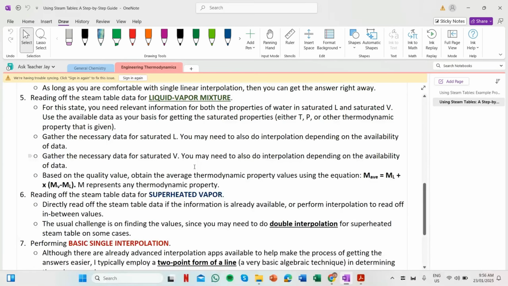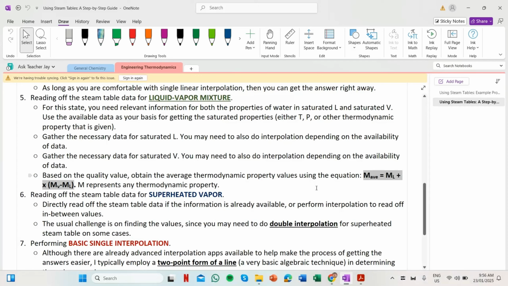So depending on how exact or thorough you are in determining the properties, you need to do interpolation depending on the availability of the data. And based on the quality value, or the X value, you obtain the average thermodynamic property values using the equation of this one. So M represents any thermodynamic property.